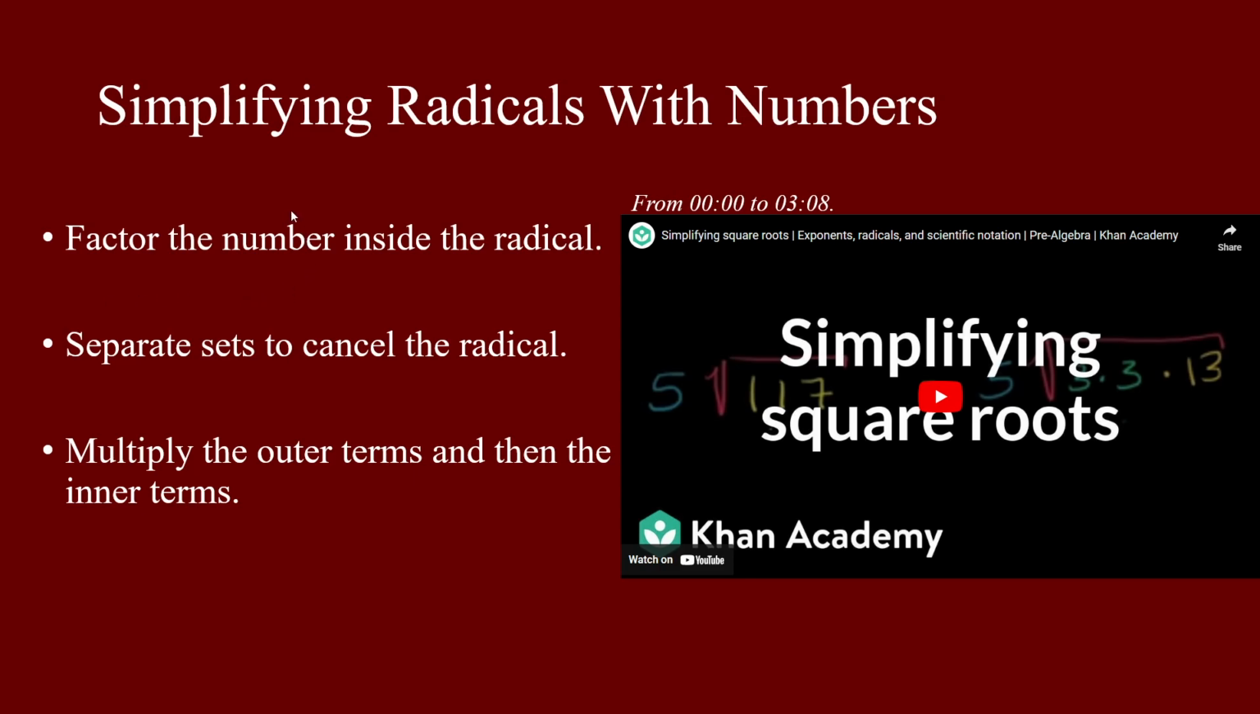Whenever you have a number inside of a radical, there are actually ways to simplify it or figure out what the value is without just knowing it off the top of your head. Typically, you factor the number inside and you pull out sets to the outside so that you can multiply. I know I just said a bunch of big math words, so now I'm going to switch over to the board so that I can actually show you what I'm talking about.